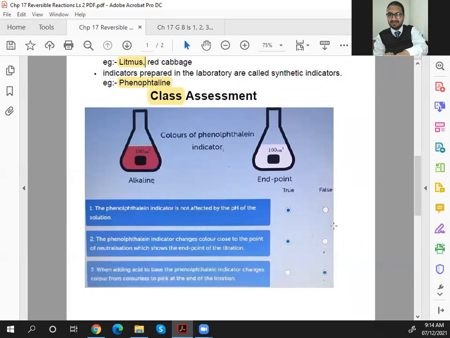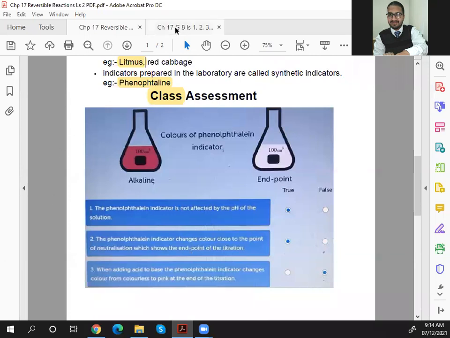Titration is a process, my dear students, in which we let both acid and base react. The reaction between acid and base that's happening in a process we name as titration. So that is also true. The third point: when adding acid to base, the phenolphthalein indicator changes color from colorless to pink at the end of the titration, not at the end. You know that here itself, it's the end point. As neutralization comes, it will change. So this option is not correct. So this statement is false.